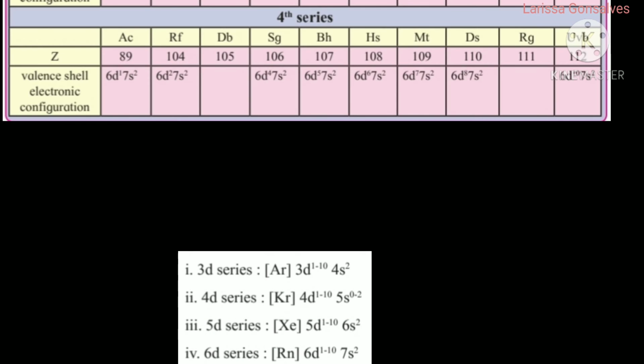For the 6d series, the noble gas core used is radon, and the electrons in the 6d shell range from 1 to 10. The 6d series starts with the element actinium with atomic number 89 and ends with copernicium with atomic number 112. There are 2 electrons in the 7s shell. So this was the general electronic configuration of the 3d, 4d, 5d and 6d series of the d block elements.